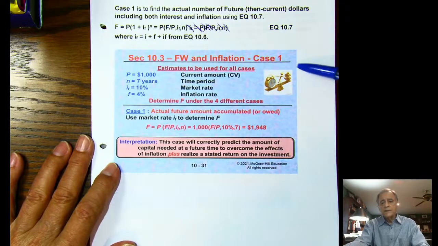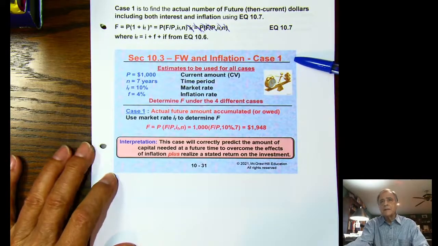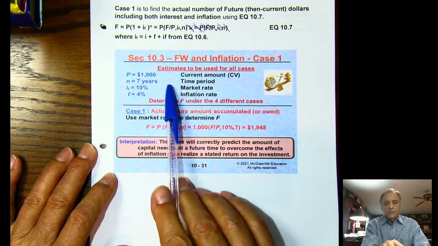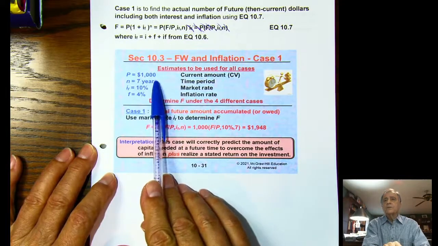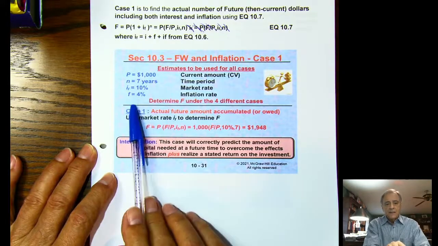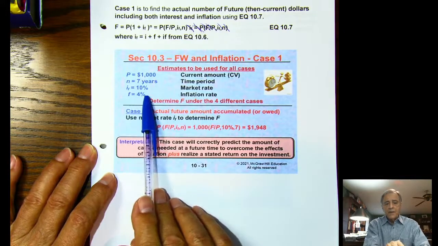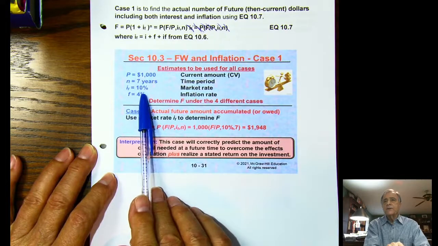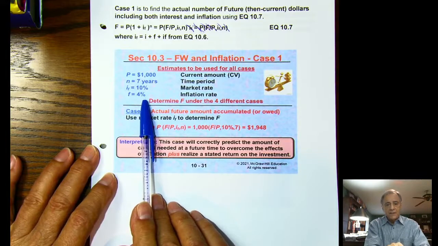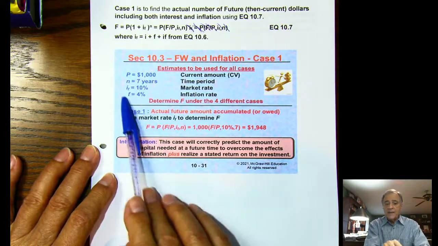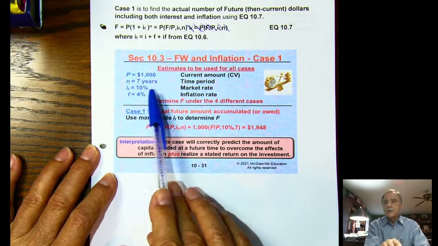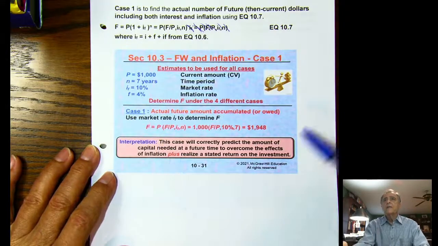And so here's an example of this case. The present value is $1,000. The number of years is 10. The market rate, I sub f, is 10%, and the inflation rate is 4%. Remember, I sub f has this inflation rate embedded in it. Okay, so it's already there.